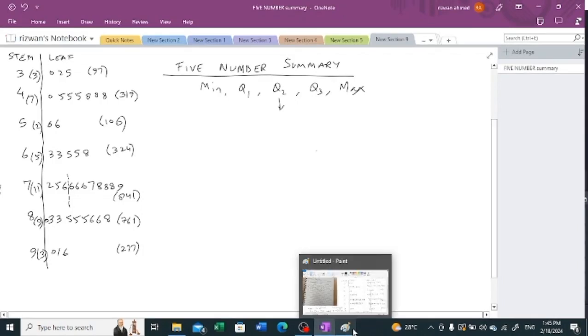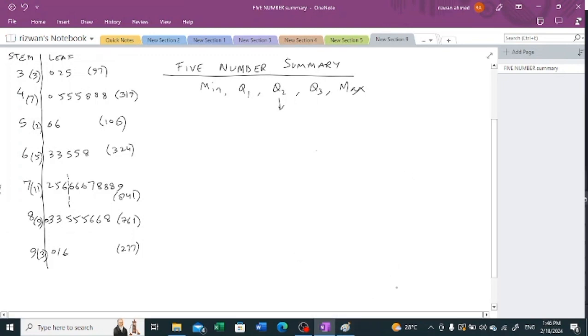Hello students, in this video we are going to extract the 5 number summary, and based upon that 5 number summary we can draw a diagram that we call a box and whiskers plot. So first of all, we are going to extract the 5 number summary from this stem and leaf display.